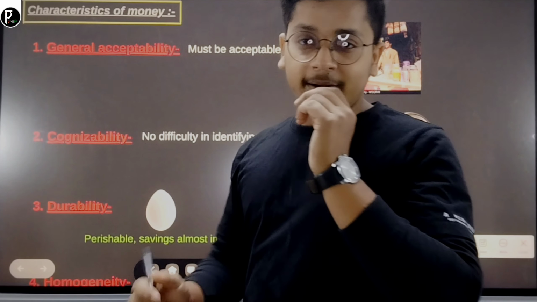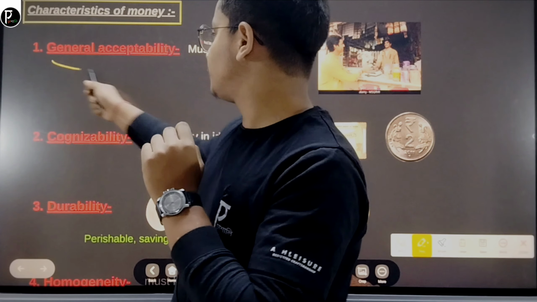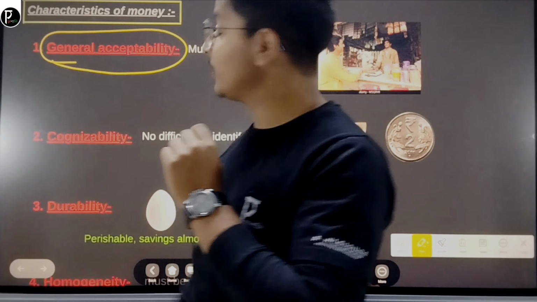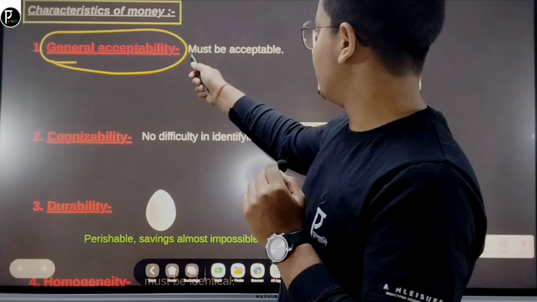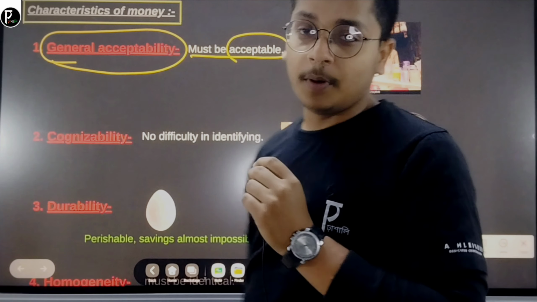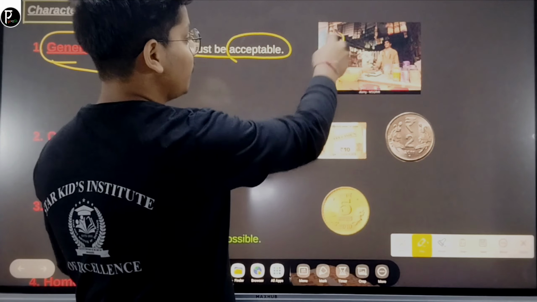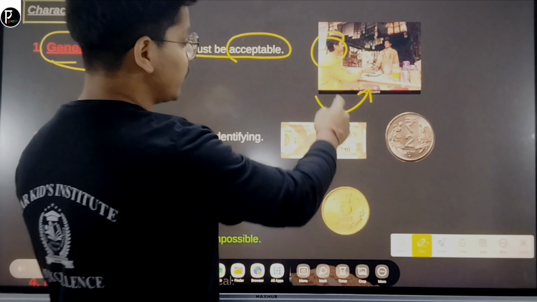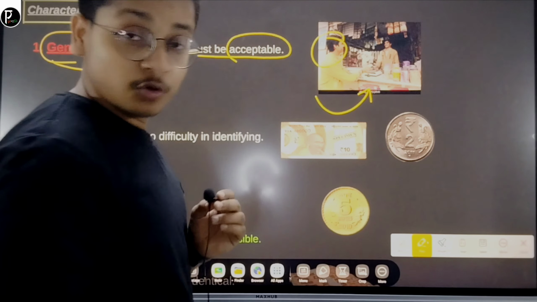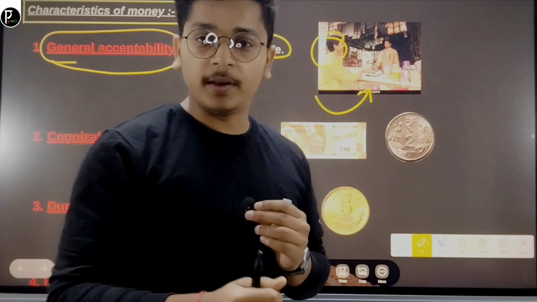Now, what are the characteristics of money? The first and the most important characteristic of money is general acceptability, that your money must be acceptable by the other person. For example, if you go to market, you buy goods and you give money to the shop owner. So, the shop owner must accept your money if it is money.